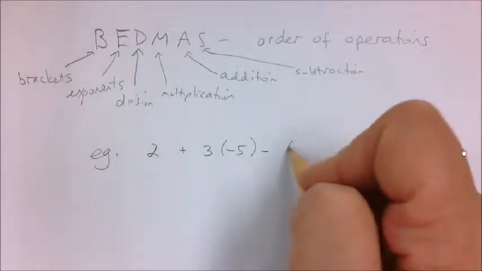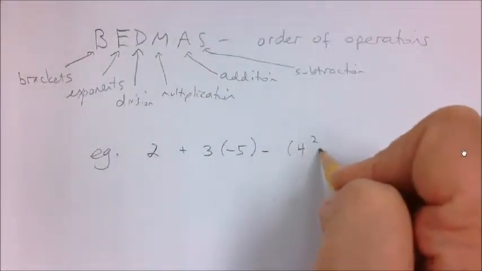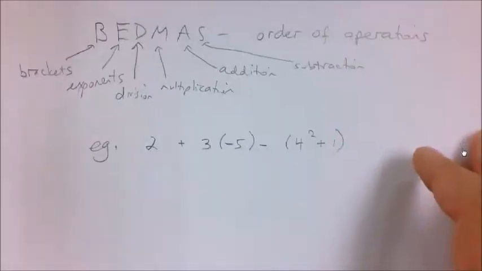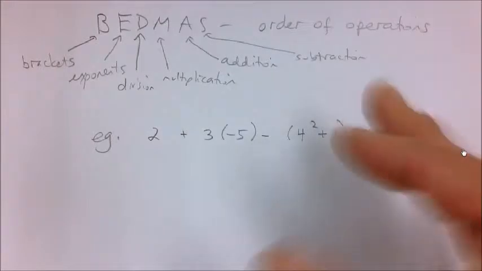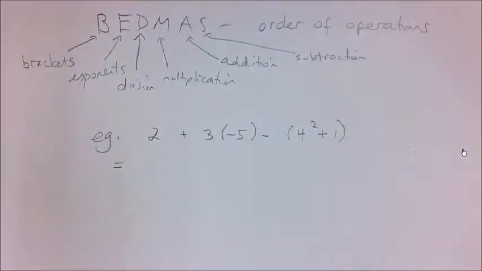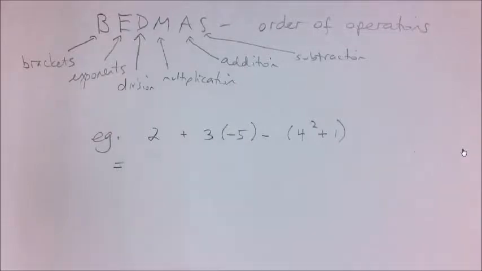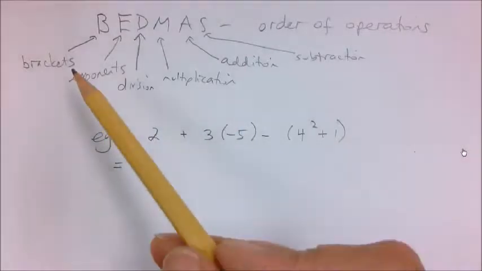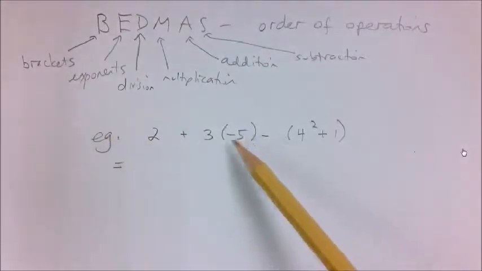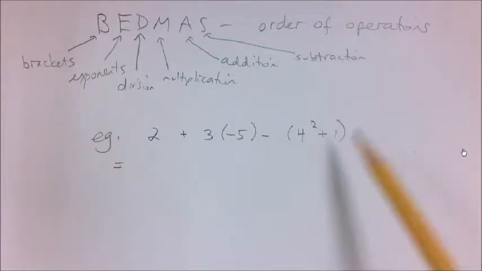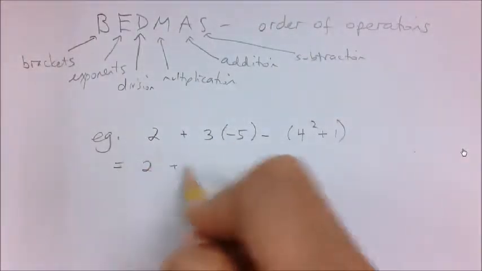So let me continue. Minus, and I'll put a bracket, and I'll go 4 squared. So squared means times itself, plus 1. Let's simplify this. So I'm going to put my equal sign here. My next line is going to equal this line, but it will be slightly simplified. The first thing I should take care of, according to BEDMAS, is the brackets. This is not really brackets, this is just a single number, but this over here is brackets with work to do inside. So I'm going to handle that first.